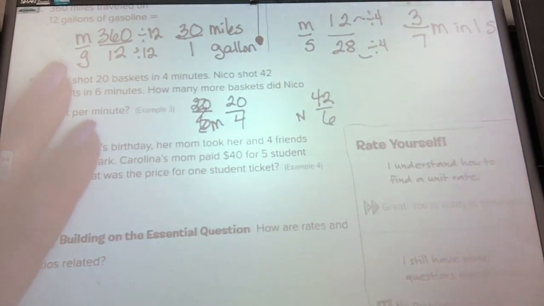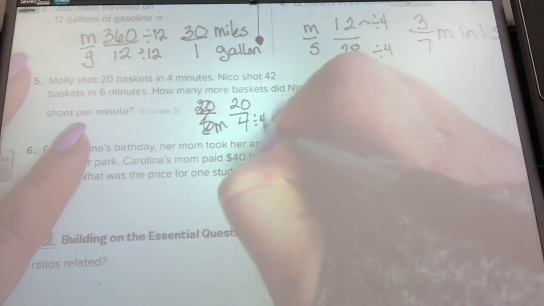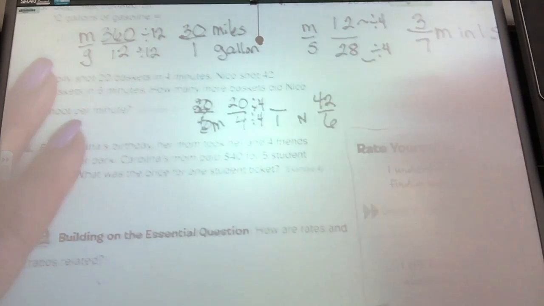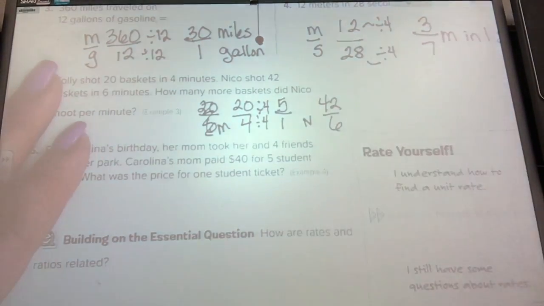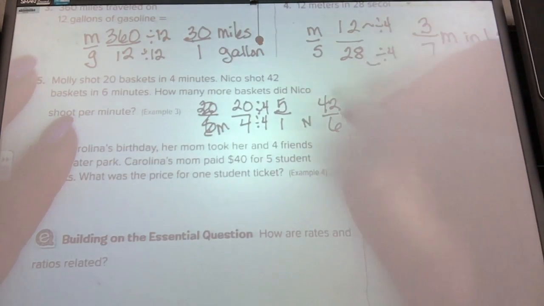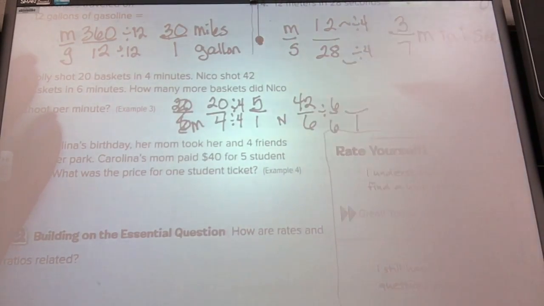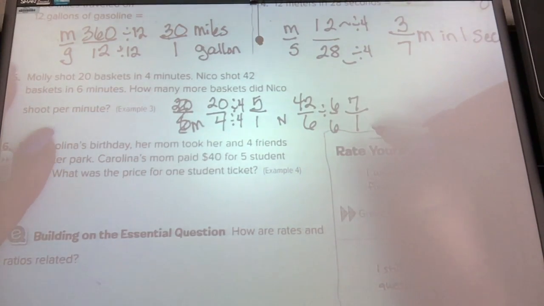All right, first let's get them down to unit rates. So let's divide by 4 on the top and the bottom. 4 divided by 4, of course, is 1. And 20 divided by 4 is 5. So Molly shoots 5 baskets per minute. Now let's do Nico. Divide by 6 on the top and bottom. So we get 1 on the bottom. And 42 divided by 6 is 7. So Nico shoots 7 baskets per minute.